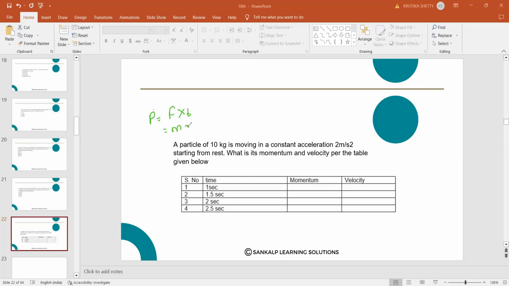And force is equal to mass into acceleration, into time, which is equal to mass 10 kg, acceleration 2. In the first table, when time is 1, 10 into 2 is 20, so the momentum is 20. Similarly, calculate for 1.5, 2 seconds, 2.5 and tell me the answers, and I will fill them in. Then I'll tell you how to do it with the velocity. Shreya and Panchmi, please reply with the 3 remaining answers in the chat box, or tell me directly as you wish.